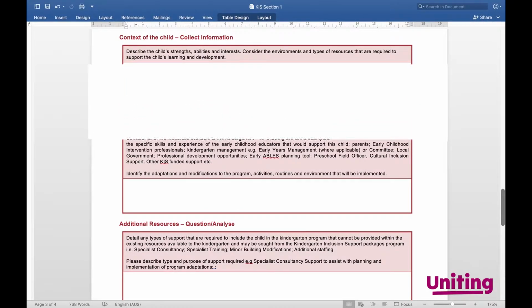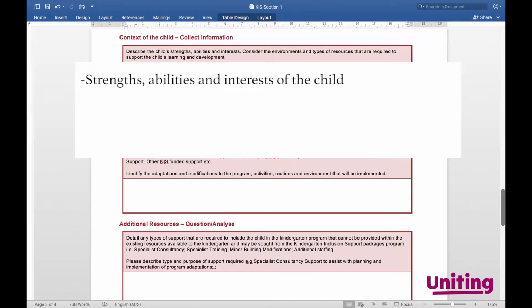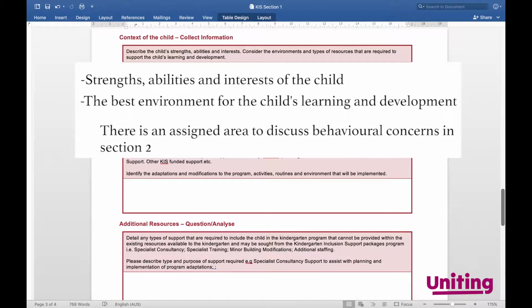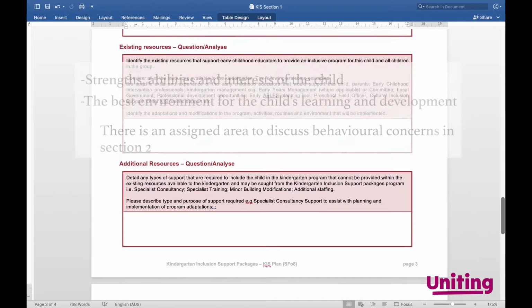Context of the child. In this section, please focus on the child's strengths, abilities and interests. Also, be sure to consider the environments that will best support the child's learning and development. For example, will you need to provide visual cues, or will you need to adapt the program or environment to meet the needs of the child? A common error in this section is to continue to discuss the behavioural concerns of the child. That will be covered in Section 2, so please just concentrate on the question.